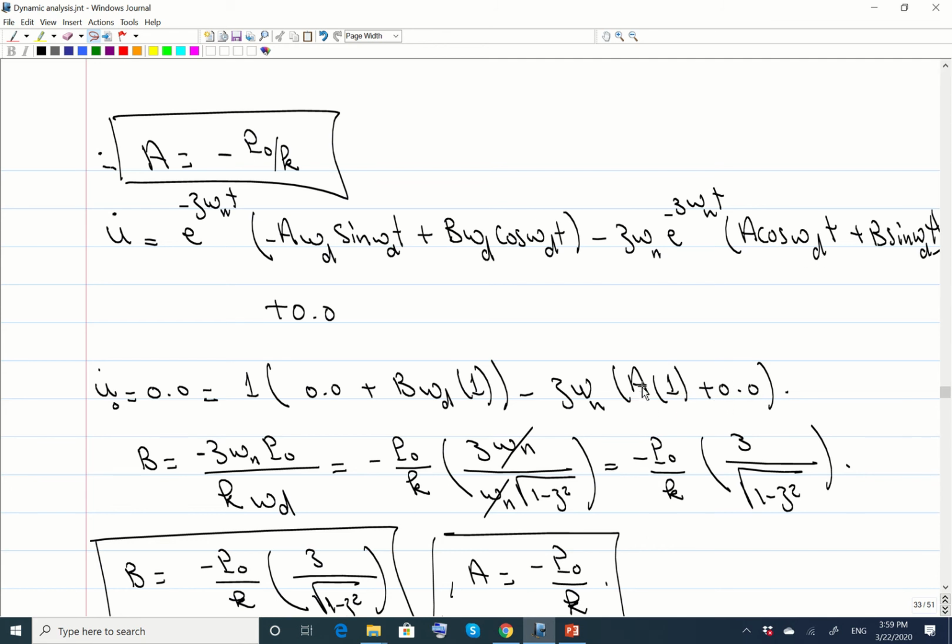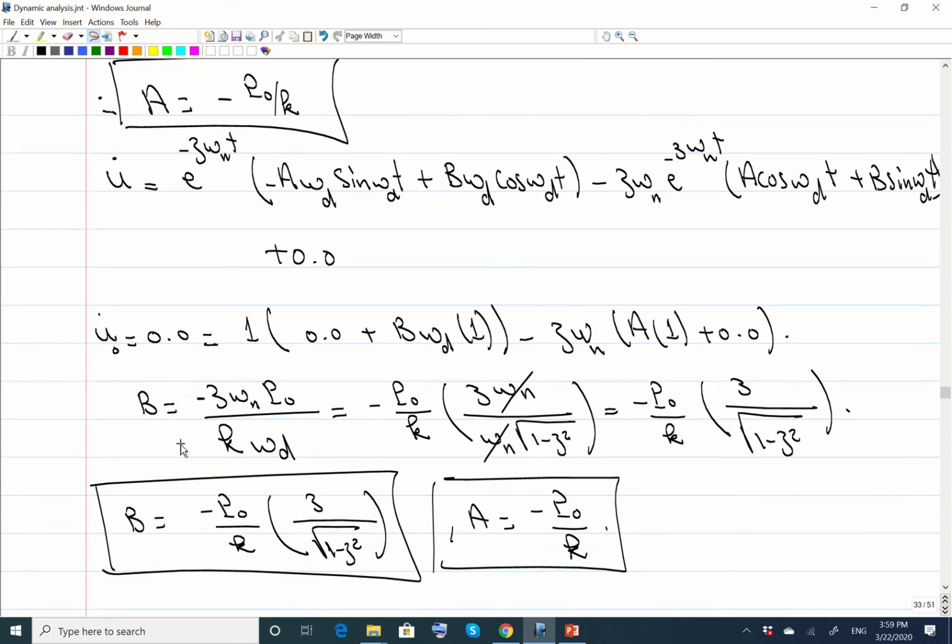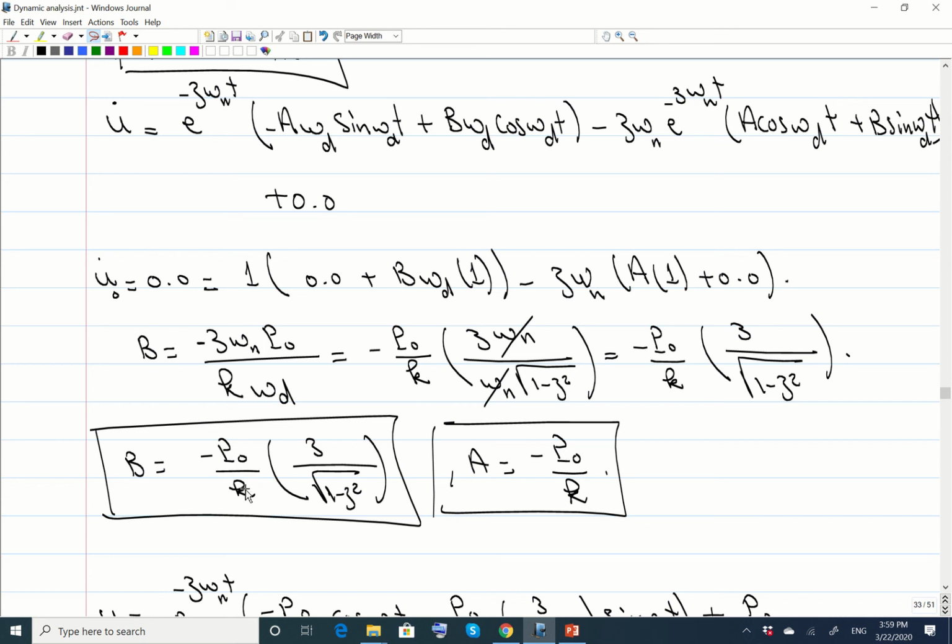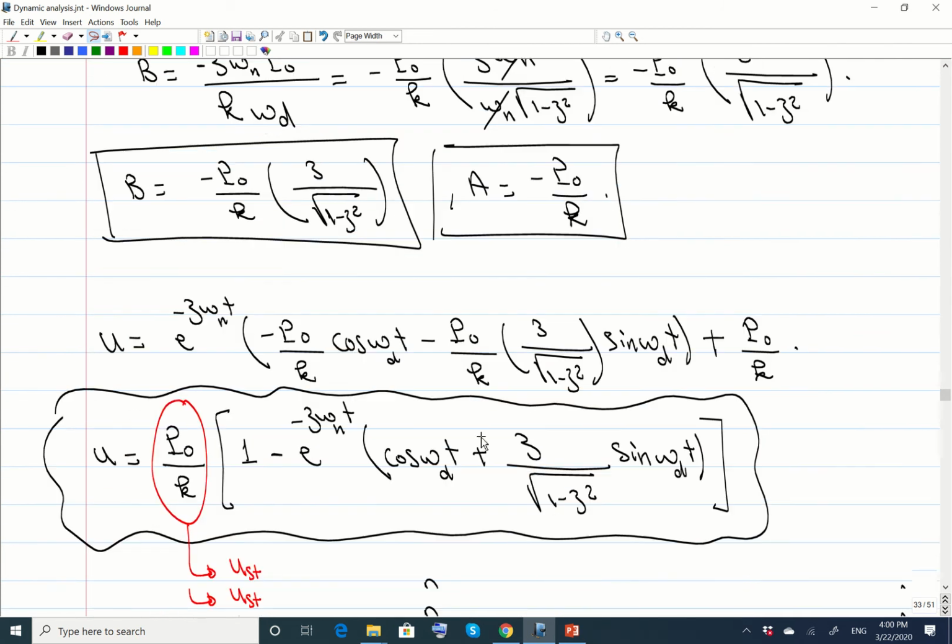We already found a was negative P naught divided by k, so from this we can find b. So the constant b would be negative P naught divided by k multiplied by zeta divided by square root 1 minus zeta squared, and a is negative P naught divided by k. Let's substitute those two in the equation. So u is e power negative zeta omega nt multiplied by a, which is negative P naught divided by k, cosine omega dt, plus b sine omega dt, that's b here, which is negative P naught divided by k multiplied by zeta divided by square root 1 minus zeta squared, and then plus P naught divided by k.